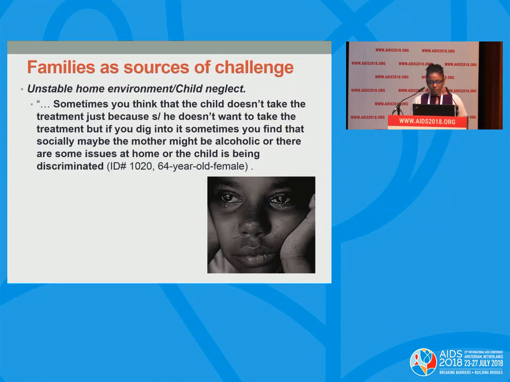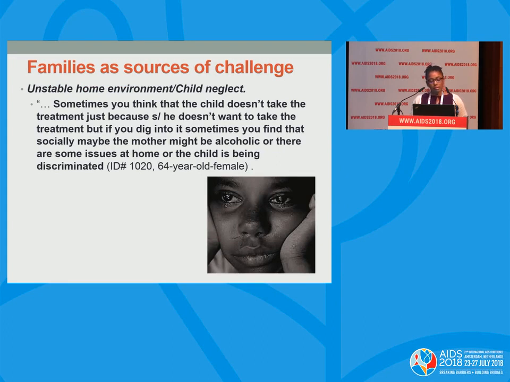Now these last few slides focus on families as sources of challenge, so some of the family barriers. And one of the ones that came up most frequently had to do with being in an unstable home environment or sometimes outright child neglect. And this is from a stakeholder who worked in social services.